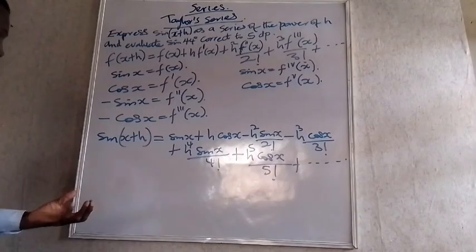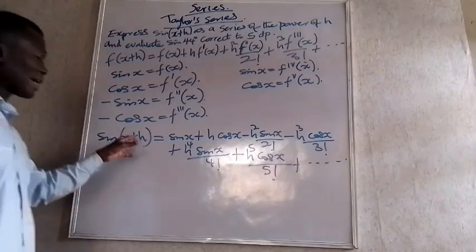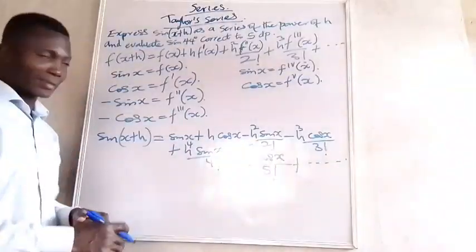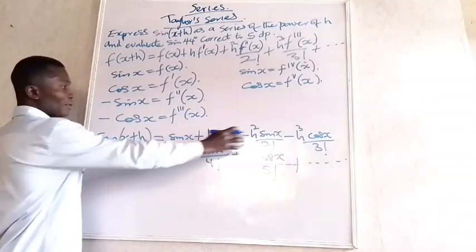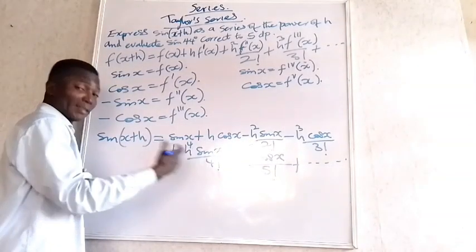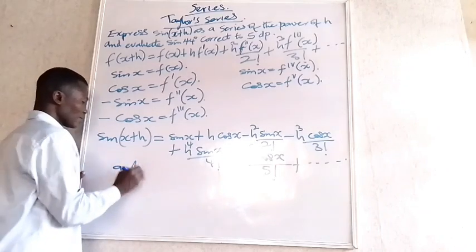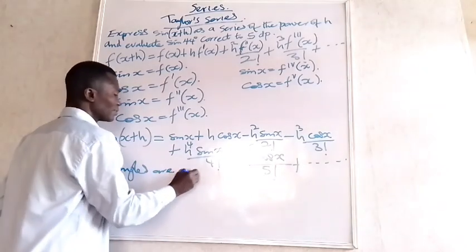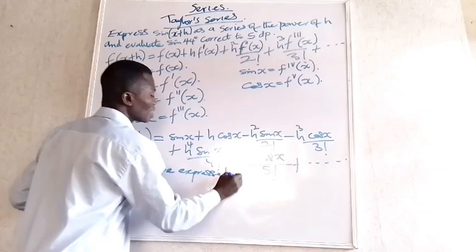And you know, we said it before under differentiation that the angles are expressed in radians when we are differentiating. Angles are expressed in rads.